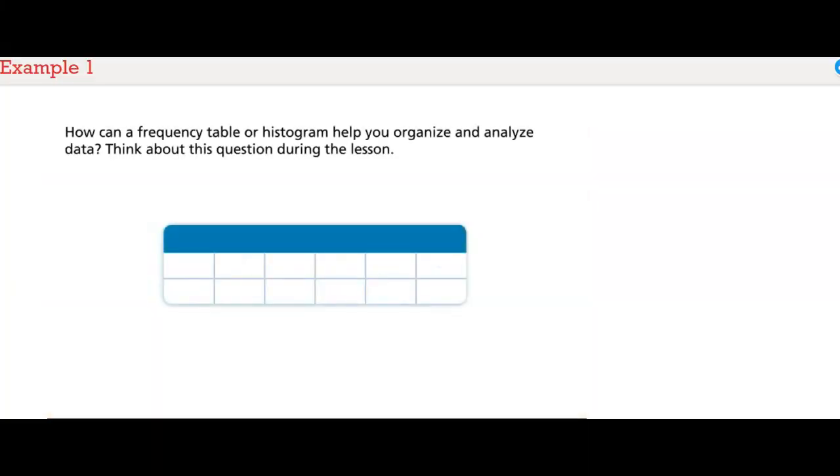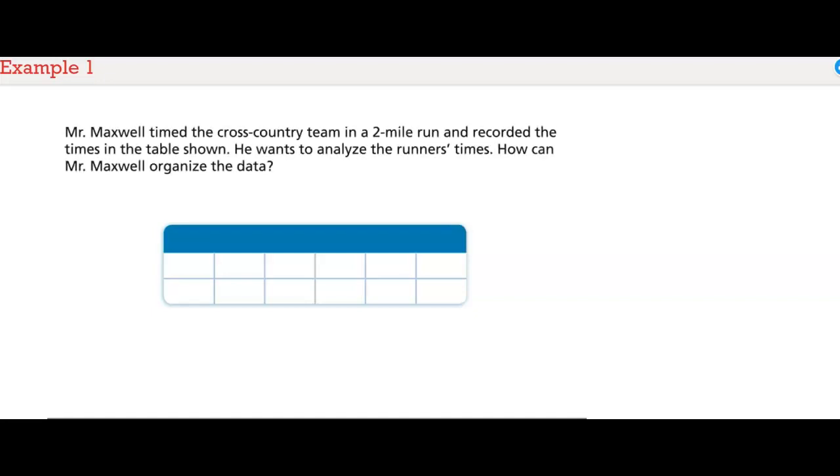How can a frequency table or histogram help you organize and analyze data? Think about this question during the lesson. Mr. Maxwell timed the cross-country team in a 2-mile run and recorded the times in the table shown. He wants to analyze the runners' times. How can Mr. Maxwell organize the data?